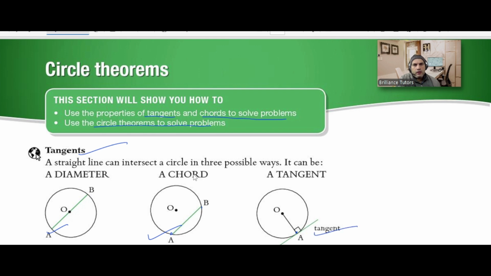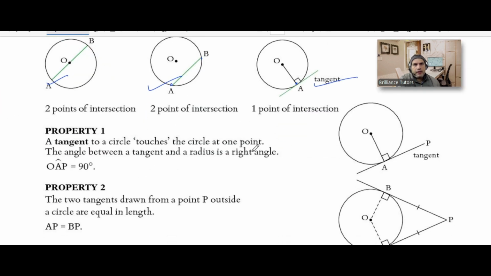Here it's a tangent, and that is a 90 degree angle. A tangent always touches at 1 point of intersection. Here there are 2 points of intersection, and this line passes through the center. So property 1: a tangent to a circle touches the circle at 1 point. The angle between a tangent and the radius is always a right angle.